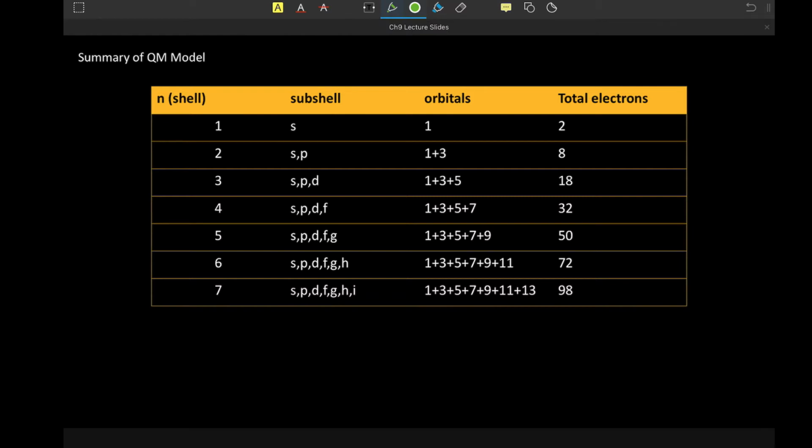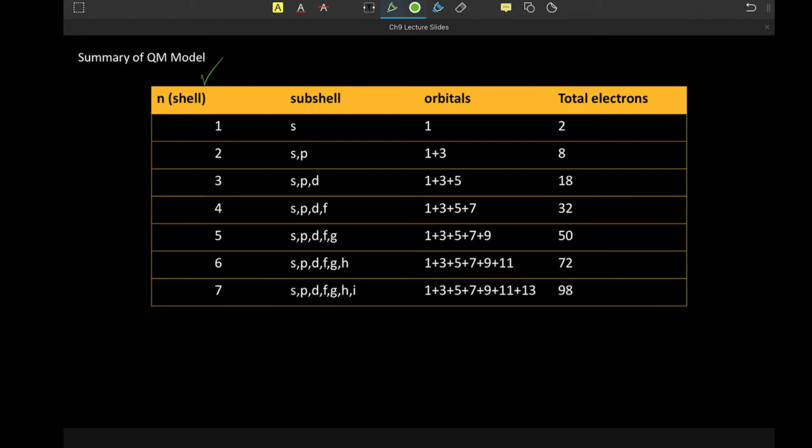First, we're going to start with a summary of the quantum mechanical model, just to refresh our memories and make sure that everybody is on the same page about what we've been talking about. So first we have our shells, and our shells dictate broadly how far we are from the nucleus, where n equals 1 is the shell closest to the nucleus, and each subsequent shell is a little bit further and a little bit further.